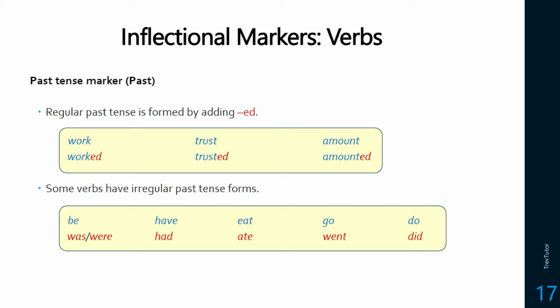Sometimes we have total suppletion. Sometimes we have what's called partial suppletion. This is when only a part of the word is changed. So have to had, eat to ate, go to went, do to did.